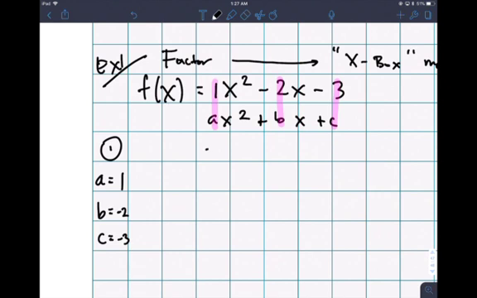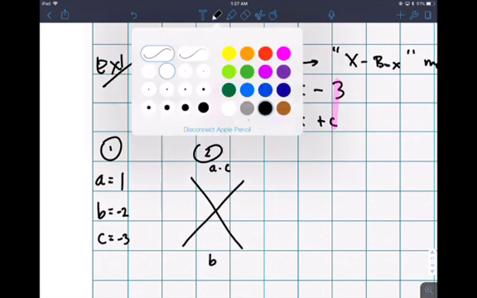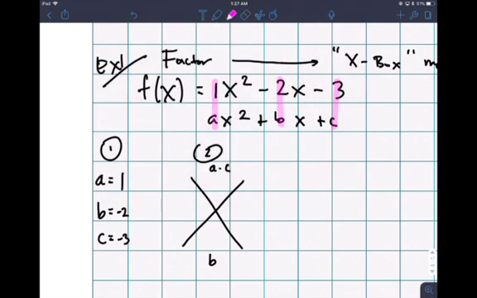Step number 2, we set up the X. That's what we call the Xbox method. On top is going to go A times C, and on the bottom is going to be B. Which A am I talking about? This A. Which C? This C. And which B? This B. Notice that we have everything we need.